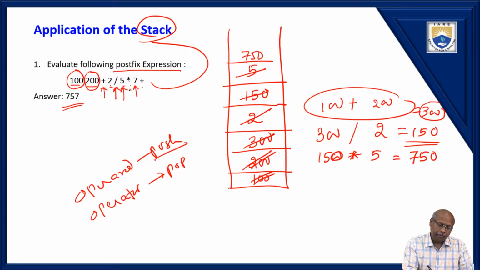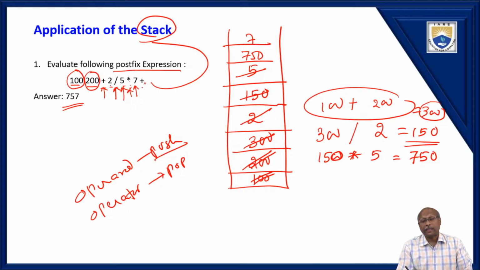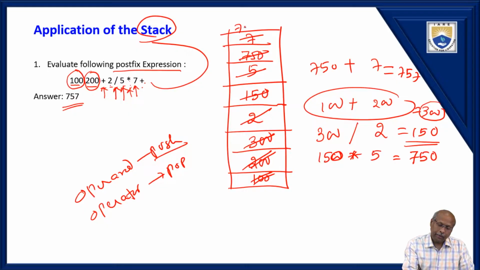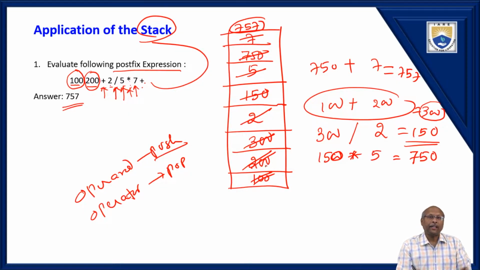Then 7 has come. 7 is pushed. Then plus has come. When the plus has come, plus is what? It's an operator. Operator means again pop. So 7 is popped out, 750 is popped out. Apply the operation. So the result is 757. So these two are popped out. Then 757 is pushed. So finally my stack contains only a single answer.